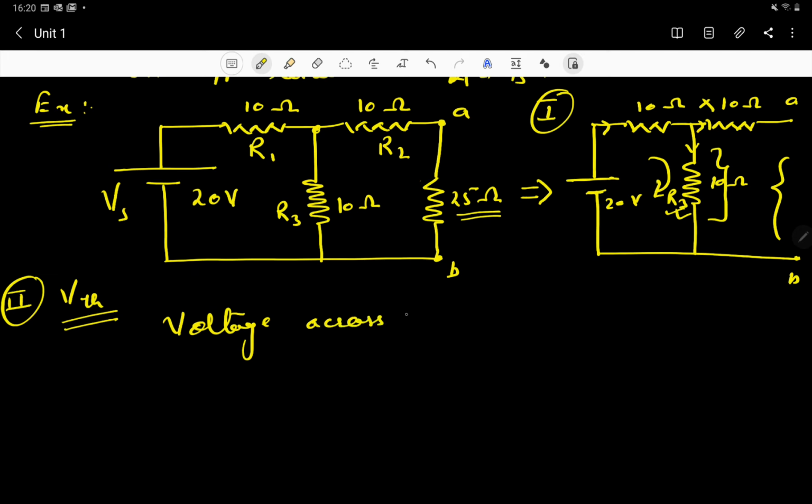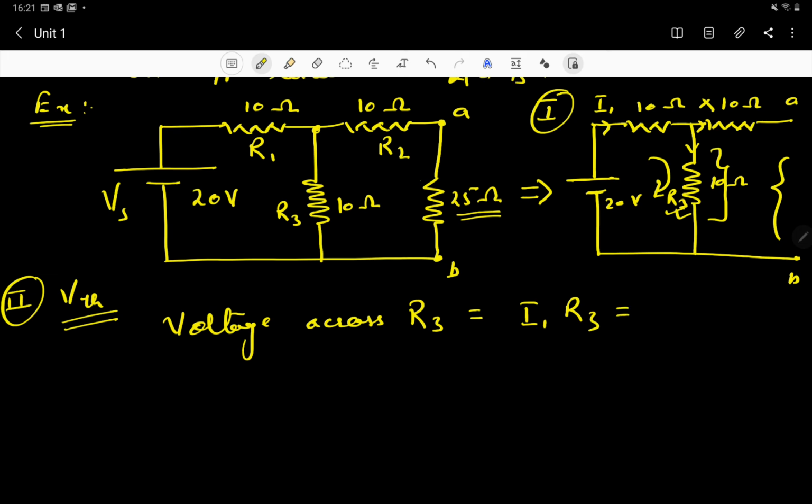The voltage across R3, if suppose this is your I1 current, then the current will be the same in this circuit. So it will become I1 into R3. All right, what should be the I1? The total current. Total current should be the total voltage upon the total resistance.